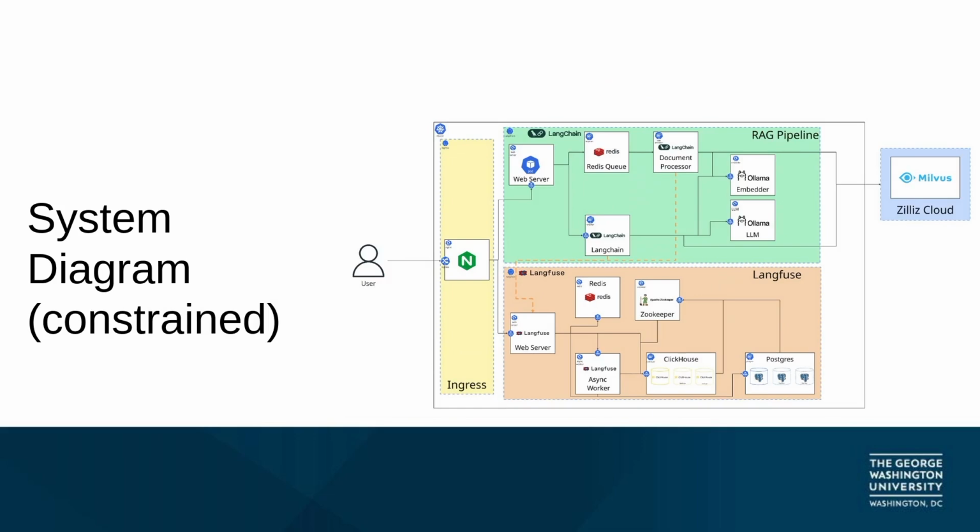Coming to the constrained system diagram. Since we were limited on resources, we only had 3 CPU nodes for running a Kubernetes cluster. The problem with hosting Milvus was that it needs a high performance SSD that we currently did not have. So we had to resort to using Zilliz Cloud, which provides a managed Milvus service, and the rest of the system architecture remains the same.